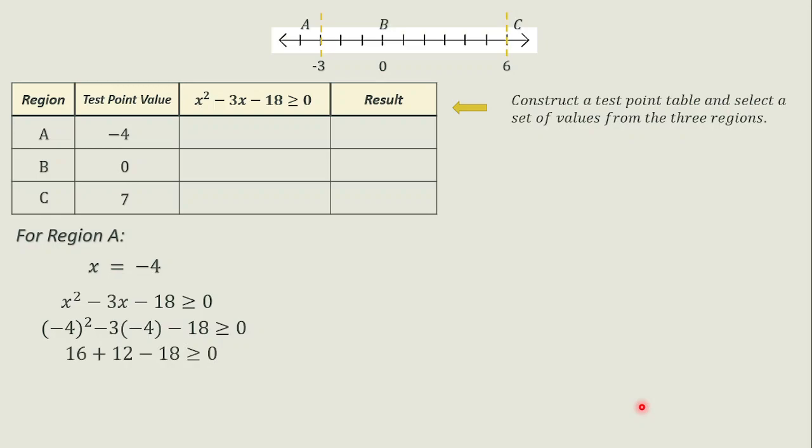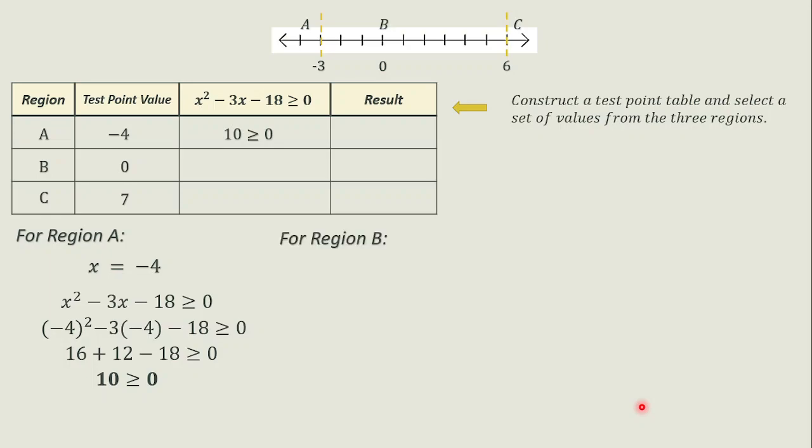Negative 4 squared, the answer is 16. Negative 3 times negative 4, the answer is positive 12. Copy na minus 18 greater than or equal to 0. Then solve the three remaining numbers. Just simply perform the operation. So 16 plus 12, the answer is 28. 28 minus 18, the answer is 10. So 10 is greater than or equal to 0. So ilagay na natin siya dun sa ating test point table.